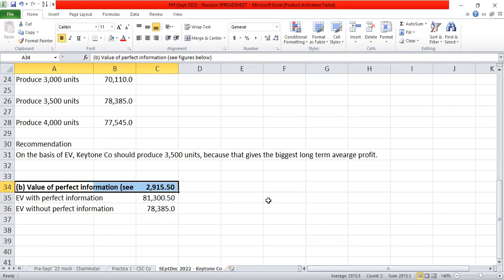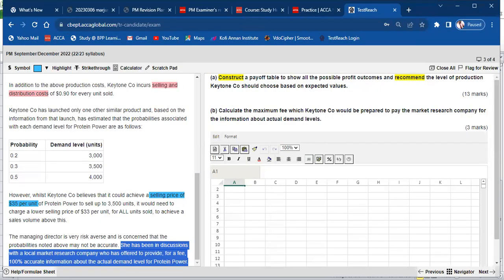The highest amount of money that this research company should charge and we should accept should not be bigger than the extra value they are giving us as a result of providing 100% accurate information. And that is $2,915.5. That's the value of perfect information. That answers the requirement: calculate the maximum fee which Keytone Co will be prepared to pay the market research company for the information about actual demand levels for 3 months.